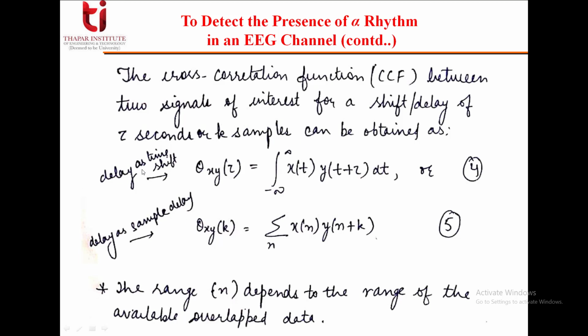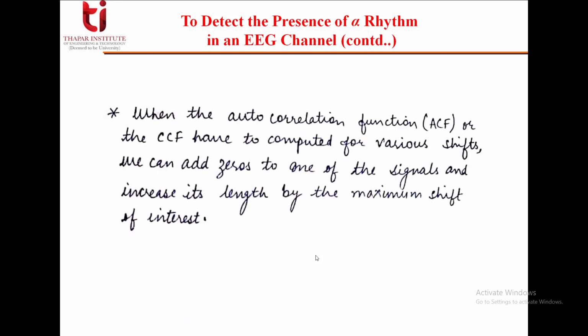So equation number 4 shows the continuous case when we are considering the time shift or delay of tau seconds. You can see in this equation we have introduced a time delay in one signal, that is y(t plus tau), and in the discrete case we have the delay of k samples. The range of n depends on the range of available overlapped data. Now when the autocorrelation function or the cross-correlation function has to be computed for various shifts, we can add zeros to one of the signals and increase its length by the maximum shift of interest.